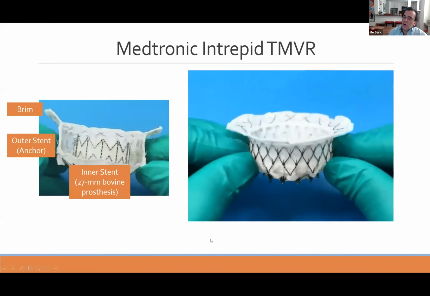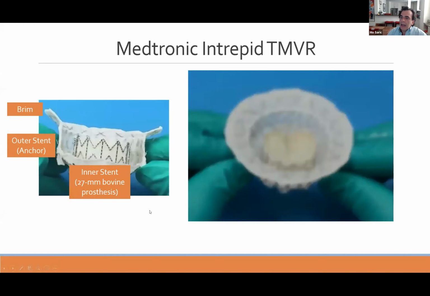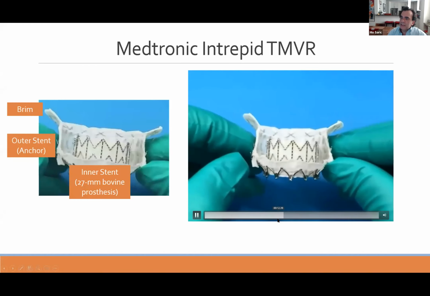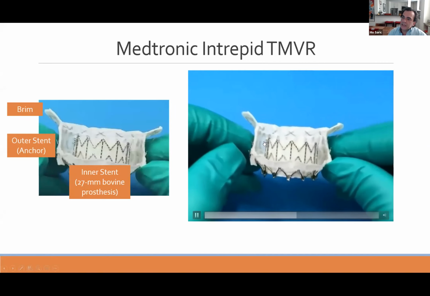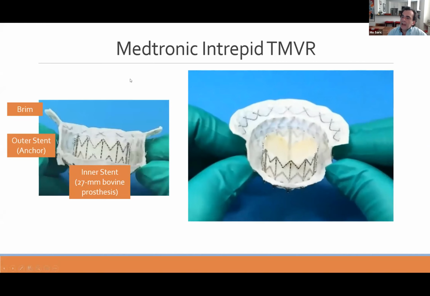And this is a video of that valve, how it looks in real life. And then I can actually show, I think there is one part where we cut it in half, and you actually see how the anchor moves separately from the prosthesis itself.